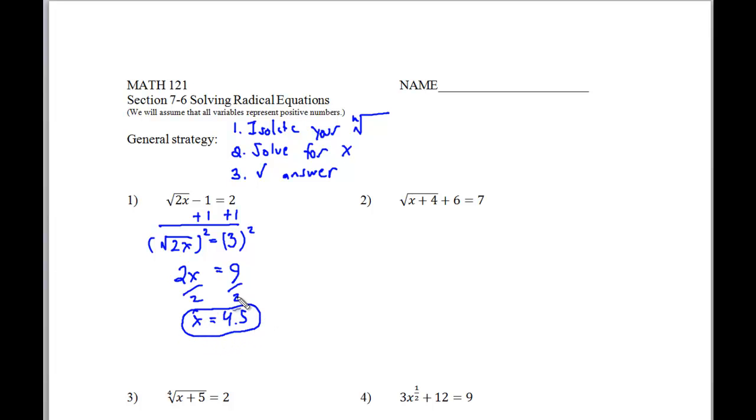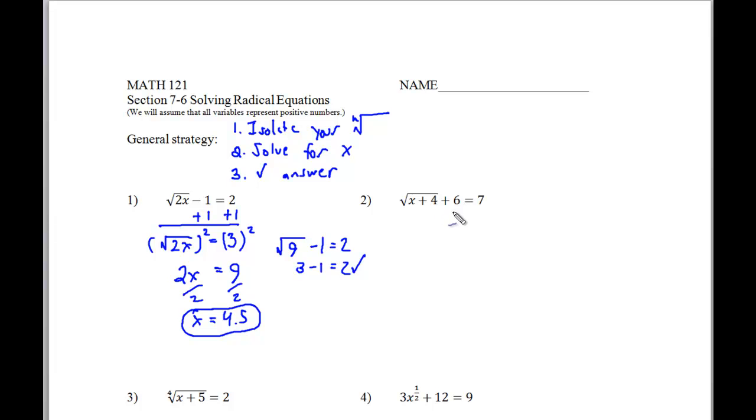When we solve for x, we can have decimal answers. And what's important about that, we should check our work by plugging our 4.5 back into our problem. So what we have here is 2 times 4.5, which is 9, minus 1 equals 2. Or 3 minus 1 equals 2, which is a valid answer. This checks out, so 4.5 is correct.